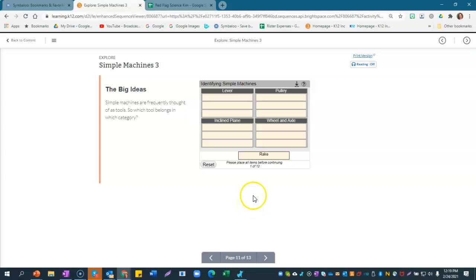All right, so the big ideas. This is something you might want to do as you're gathering your thoughts at the end of the lesson. Simple machines are frequently thought of as tools. So which tools belong in which category? You can test your knowledge, how well you understood this, by moving the items as they come. Elevators go on a pulley. So just check and see how well you understand and if you can place all of those in the correct spot.